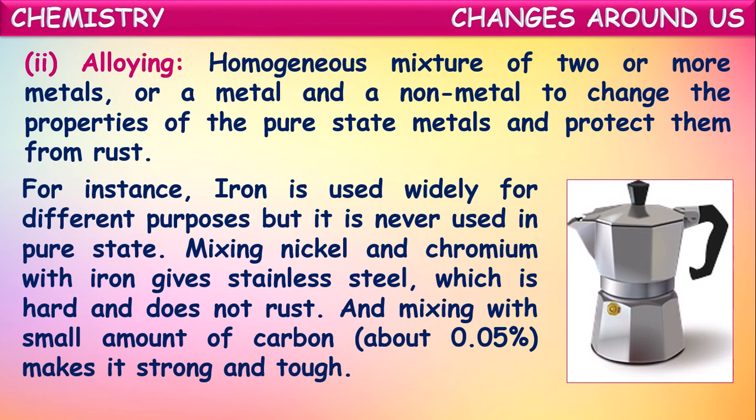Stainless means the steel which won't get rust, and some other properties also will be changed, like it becomes much tougher and stronger than iron, and it won't get rust like iron. So in this way, by mixing with metals and non-metals, iron will be protected from rusting. This process of mixing iron with some other metals and non-metal carbon is called alloying.